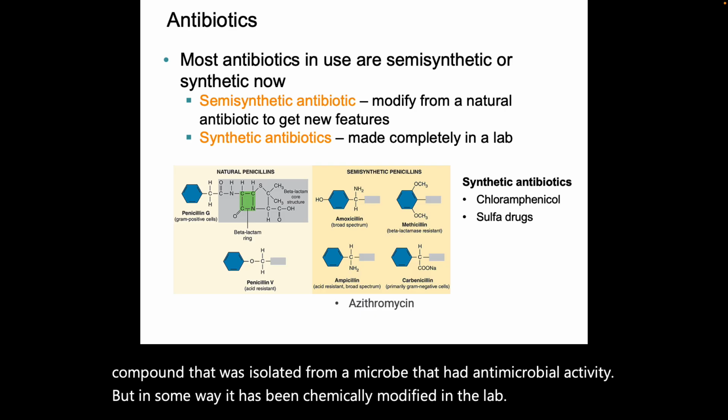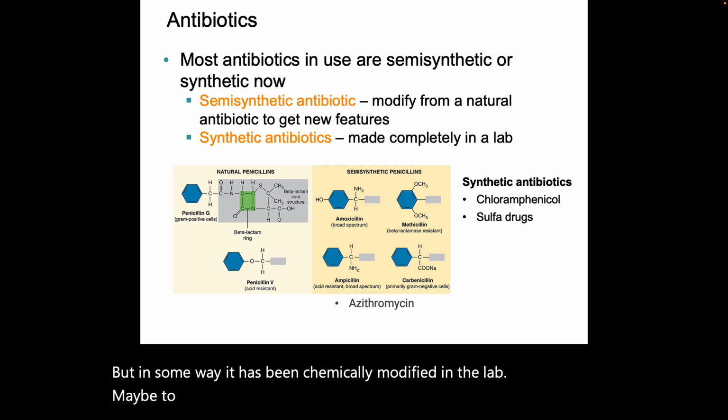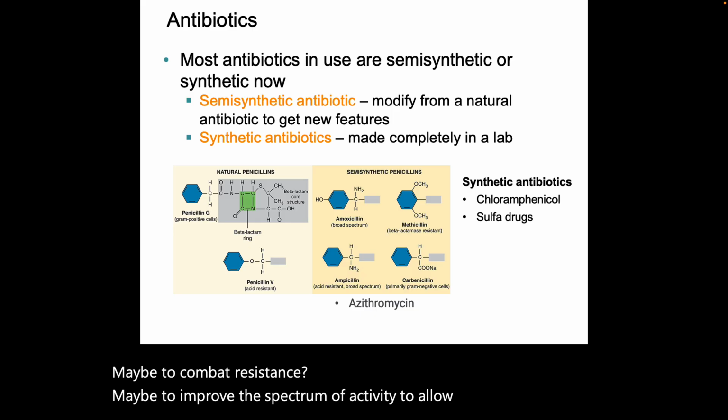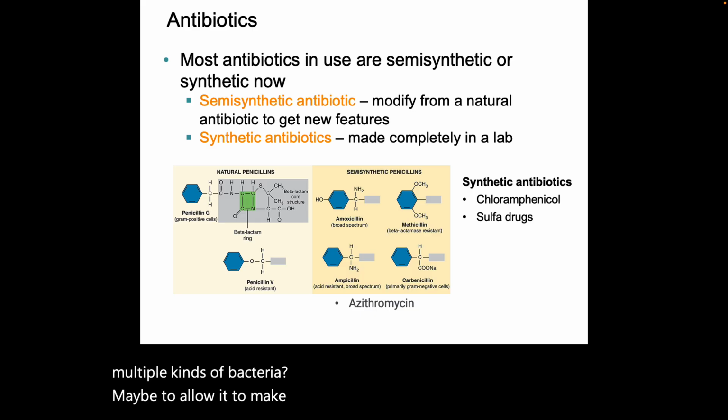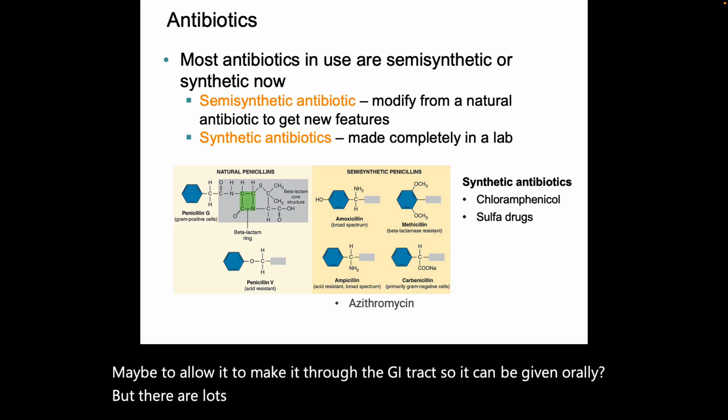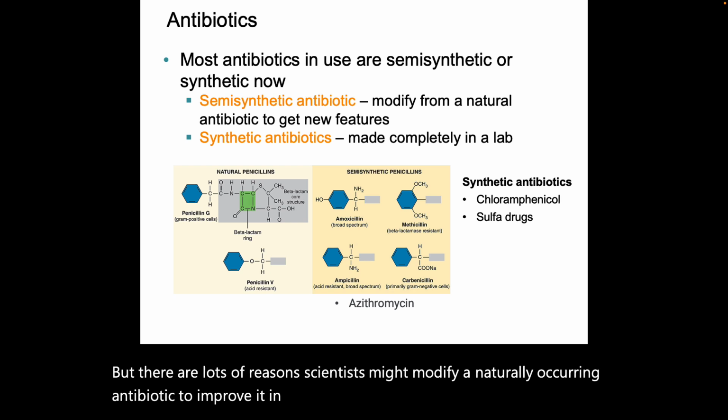Maybe to combat resistance, maybe to improve the spectrum of activity to allow it to work against multiple kinds of bacteria, maybe to allow it to make it through the GI tract so it can be given orally. But there are lots of reasons scientists might modify a naturally occurring antibiotic to improve it in some way. So we call those semi-synthetic if they've been improved.